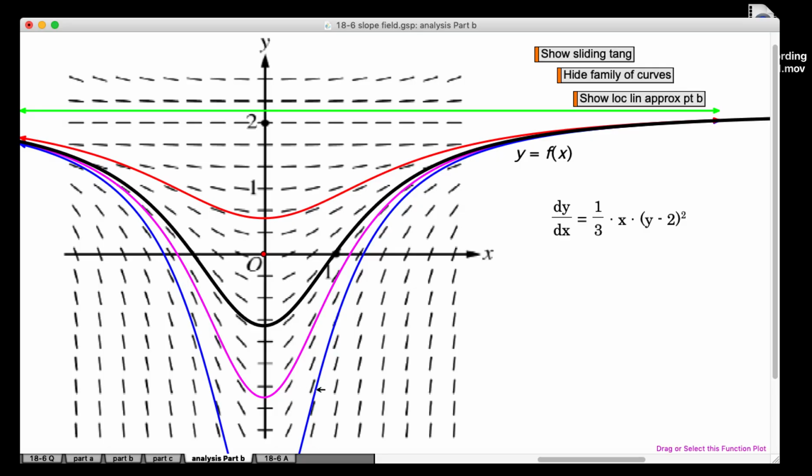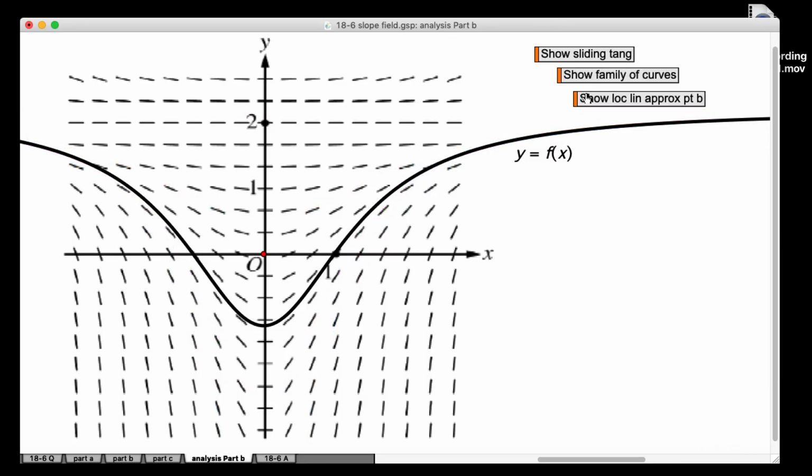So these are all particular solutions going through different points. The black one is the one that went through the point (1, 0). This one might go through the point (1, 1). This one might go through the point, whatever. It could go through the point down here of (0, -2), for instance. Okay, so those are all our little tangents.